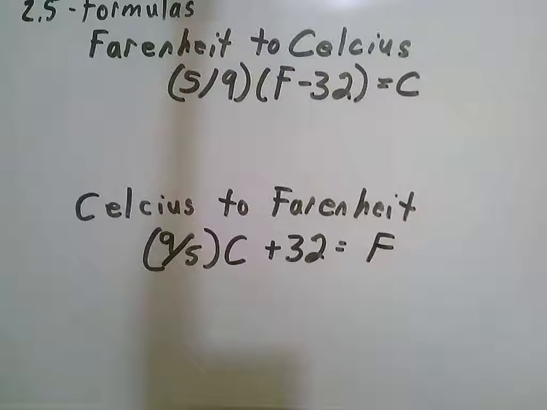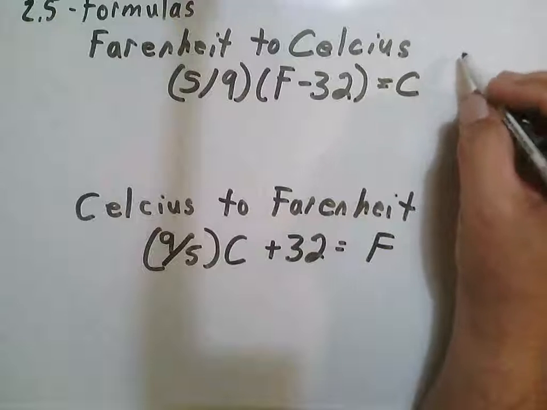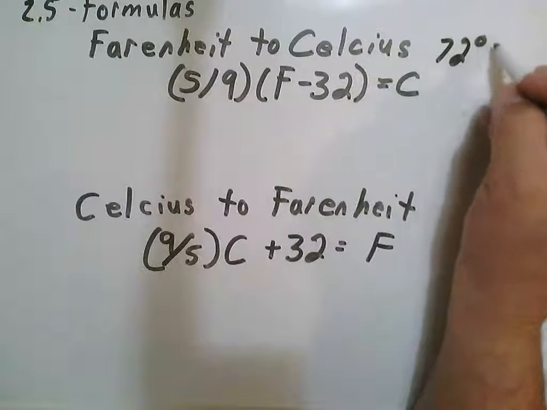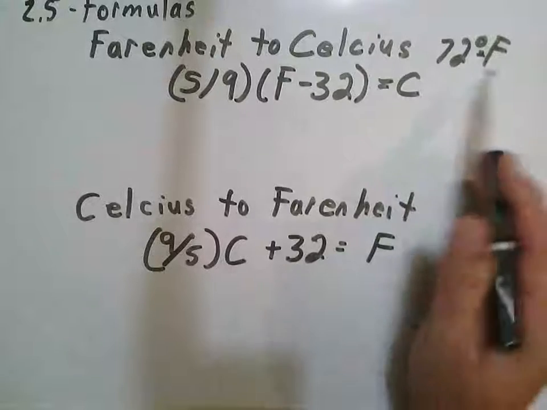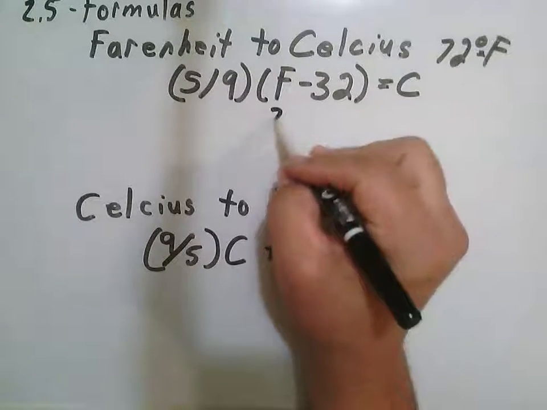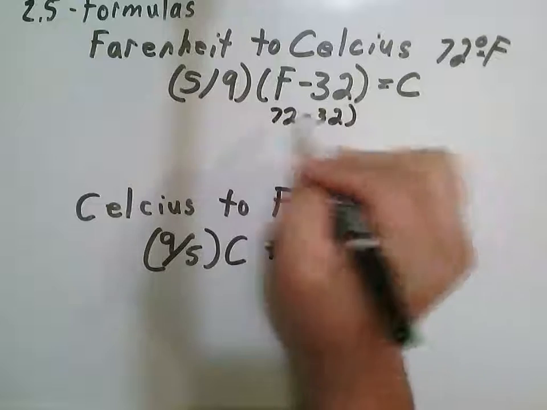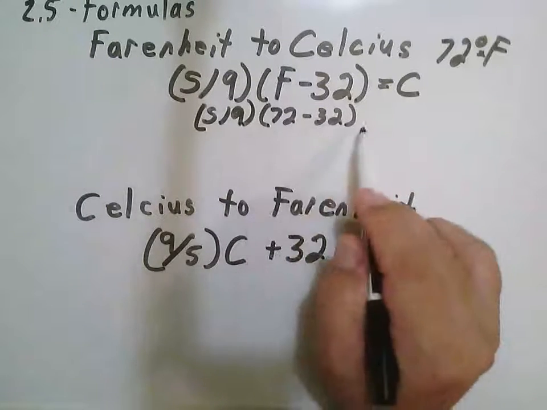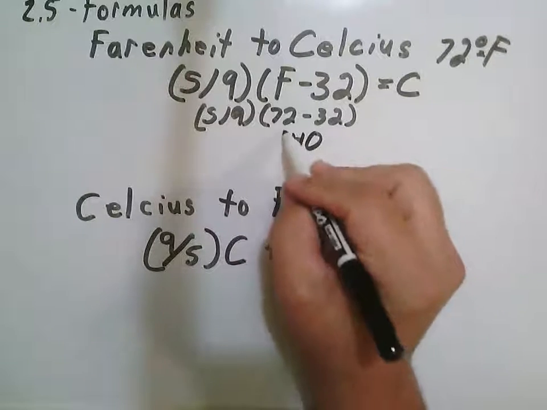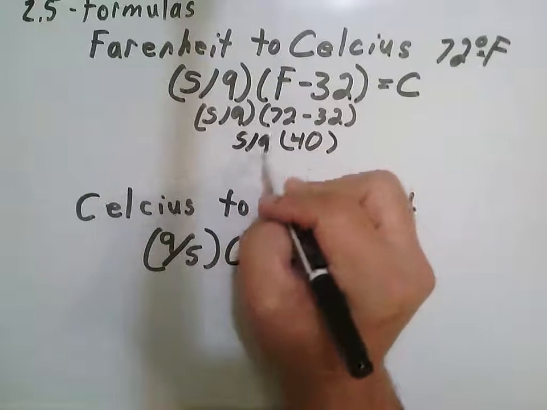So we're just going to check some different temperatures and just kind of see if they are in fact correct. So I'm going to say that my temperature is 72 degrees Fahrenheit. That's a nice, not too hot, not too cold. But anyway, I'm going to substitute in my Fahrenheit here with the 72. So that's going to be 72 minus 32, and all of that is going to be times 5/9. So 72 minus 32 is going to give me 40. So that's going to be 40 times 5/9.